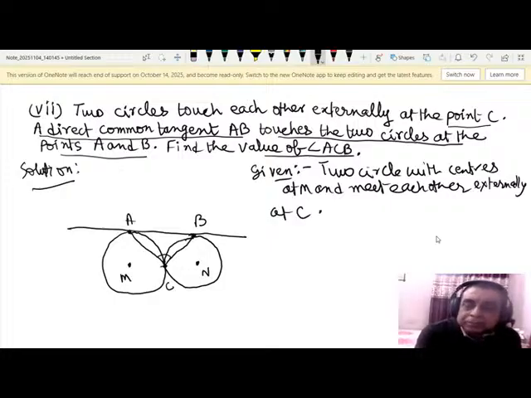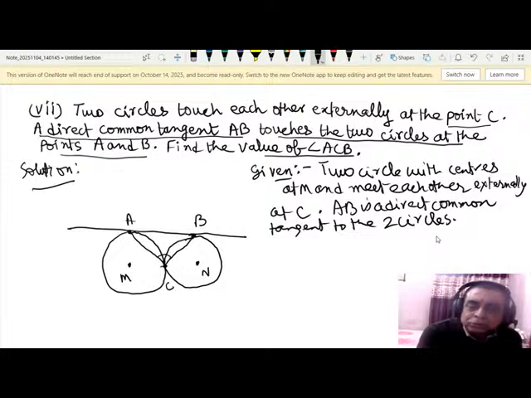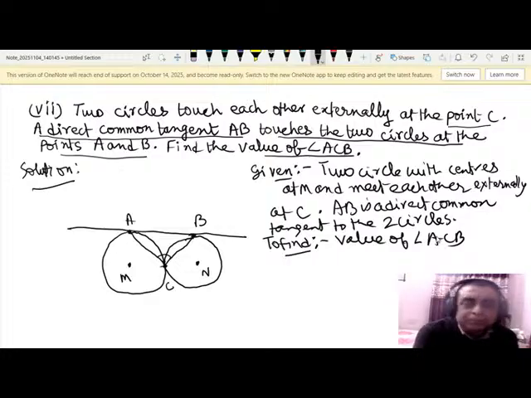Now AB is a direct common tangent to the two circles. Now we are asked to find what? To find the value of angle ACB, which I have marked here.